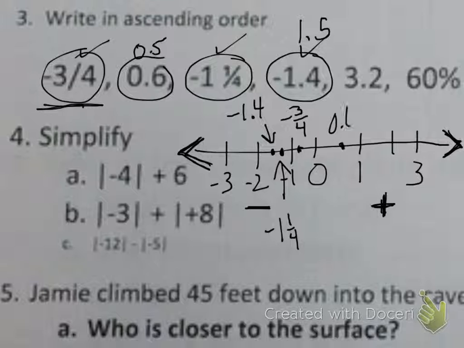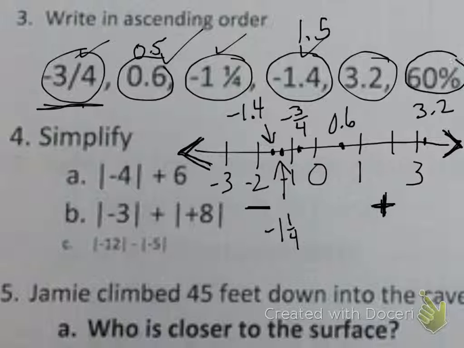So 0.6. Then we have 3.2. So this is over to 3, 1, 2, 3, and then a little bit more. So this is just 2/10. That is going to be a lot closer to the 3 than it would be to a 4. So 3.2 would be right about in here. Now, our next one is 60%. So we have to think about how we're going to do that.